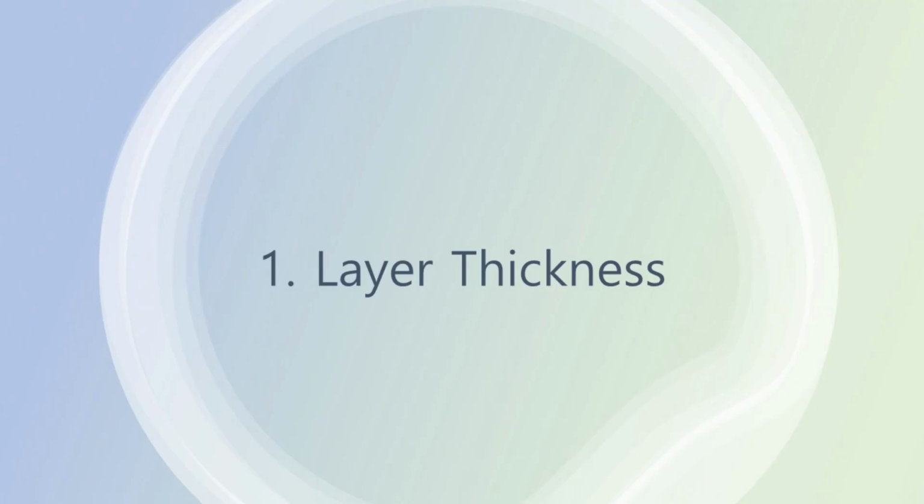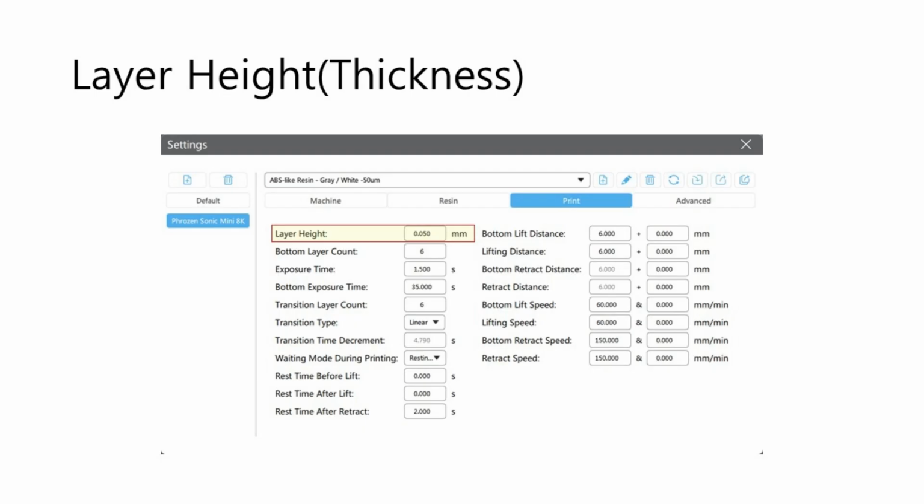In a light curing resin 3D printer, layer thickness refers to the thickness of each layer during the printing process. It's one of the most important factors in 3D printing. Photopolymer resin printers use light to cure liquid resin to build objects layer by layer. The thickness of each layer greatly affects the resolution and surface finish of the final print.